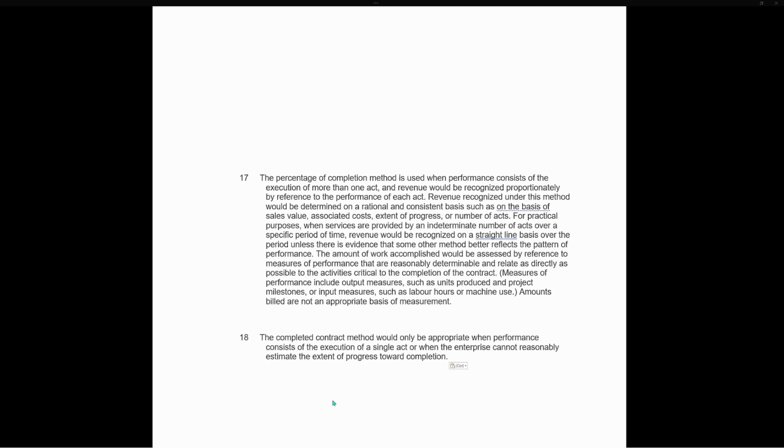And then the other paragraph that is important in this part is about the completed contract method. Under ASPE 3400, the completed contract method is only appropriate when performance consists of the execution of a single act, or when the enterprise cannot reasonably estimate the extent of progress toward completion. As I said before, in the next videos, I'll go through the 3 key paragraphs of revenue recognition, IFRS 15 and ASPE 3400.